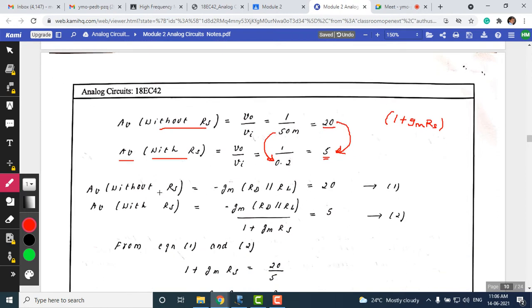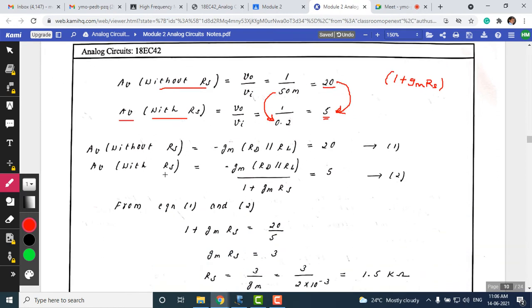Without RS, let us use the formula: AV equals minus gm times RD parallel with RL, which is equivalent to 20, of course. And AV with RS, the formula remains the same, but in the denominator we have 1 plus gm into RS, as you can see here. This is equivalent to 5. Let us call the first one equation 1, and the second one, with RS, equation 2.